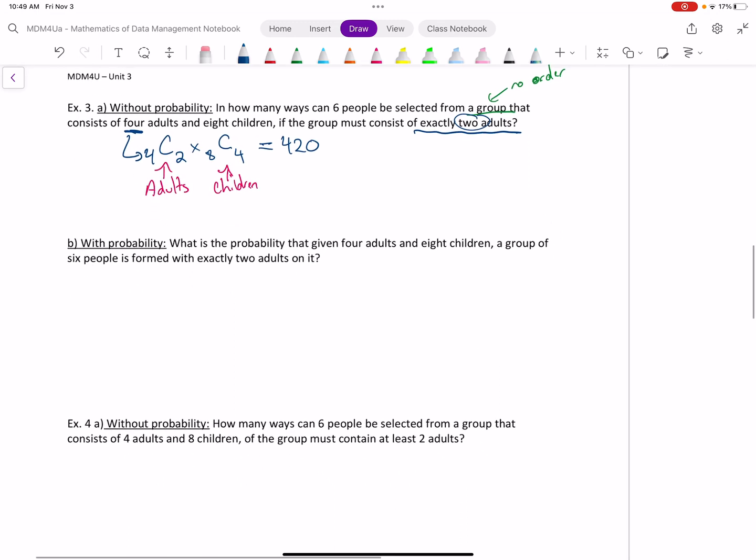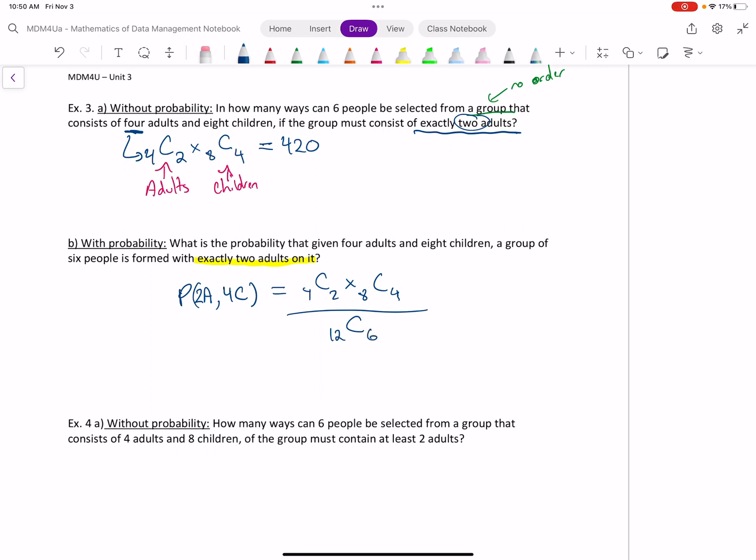So you can imagine the probability in the next question. What's the probability that given 4 adults and 8 children, a group of 6 people is formed with exactly 2 adults on it? So what's the likelihood that you have that happen randomly? So you've got 2 adults, 4 children. The numerator is exactly what we just wrote. And our denominator is the total number of arrangements that you can have of any number of adults and children. So this will always be the group size: the total number of people available, choose the number of the group size. So this is my group size.